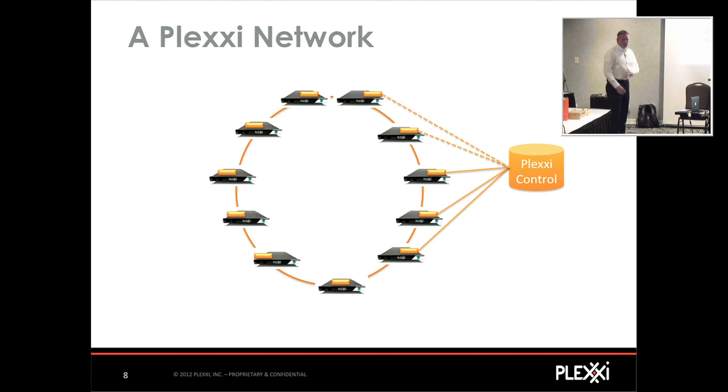So, as I mentioned, physically our switches are connected in a ring topology. Switch 1 is connected to switch 2 on one side, and switch 10, 12, whatever it is, on the other side, and we physically create a ring. Now, that's just a physical wiring.